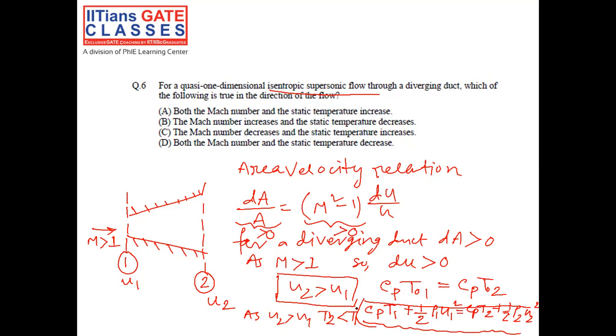So this will be the condition for supersonic flow in a divergent duct. Hence velocity will increase, which means Mach number will increase, and static temperature will decrease. So option B is the correct answer. By the way, this was a 1 mark question.